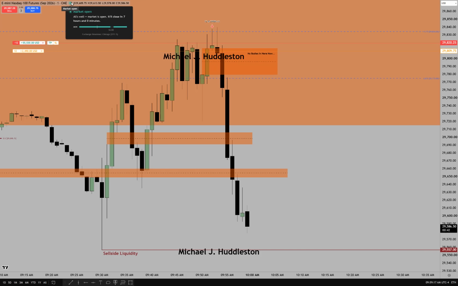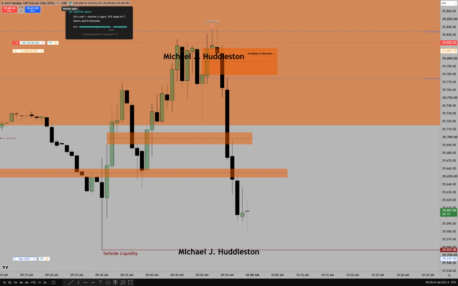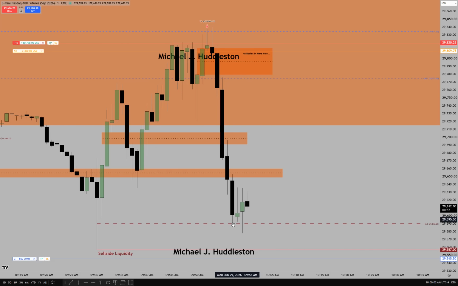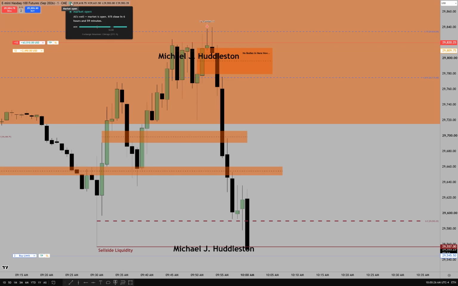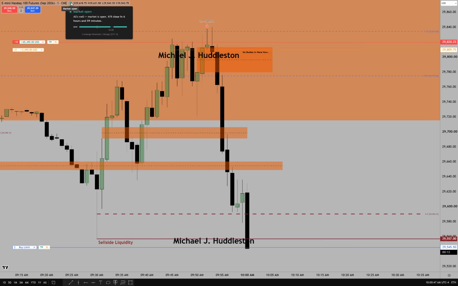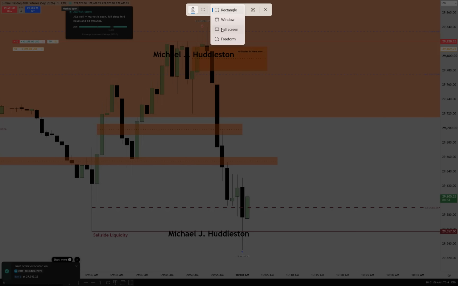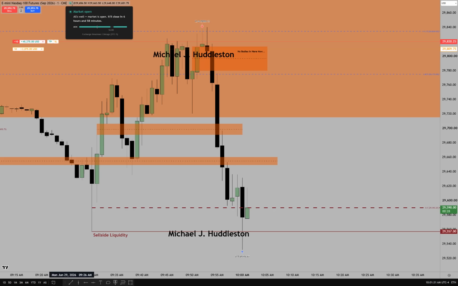All right. So now we are below that wick's consequent encroachment. So I'm going to do a limit order just below that sell side liquidity pool. All right. So I want to see it close below there now. And I'm going to log all of these screenshots so that you can see it was one execution, not one of 17.